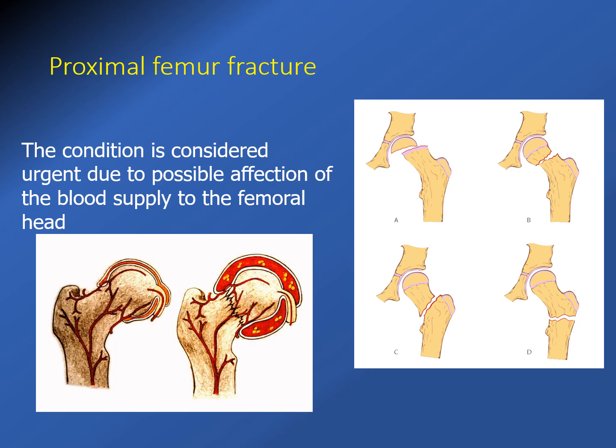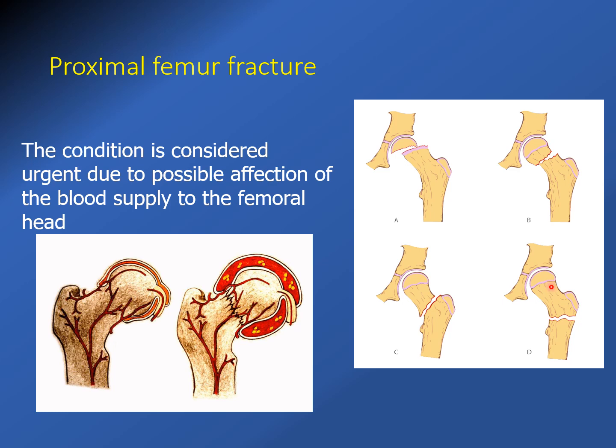This fracture is usually considered an urgent injury and it should be treated as soon as possible. So there is a classification for this fracture. Type 1 is where it happened through the growth plate, type 2 happened through the neck, type 3 happened through the base of the neck, and type 4 happens in between the greater and the lesser trochanter.